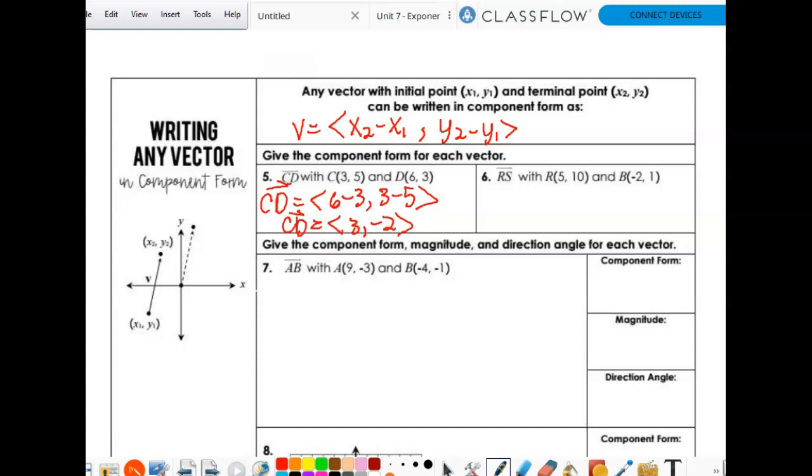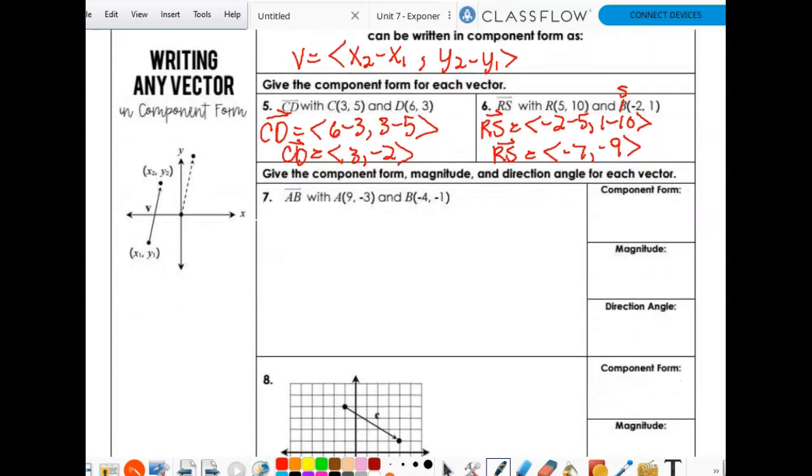Okay, you all do the next one. Okay, any questions on component form? Second minus first. Magnitude is like the Pythagorean theorem. And then the tangent is the y over x. So, on number 7.